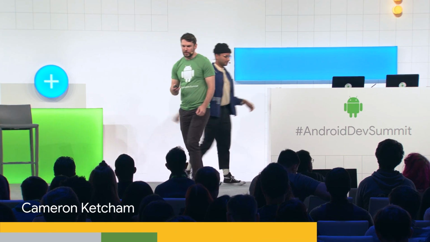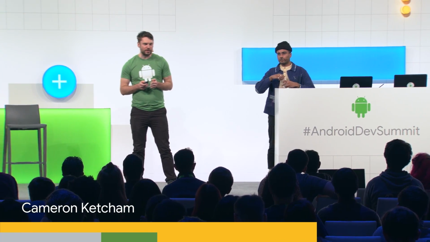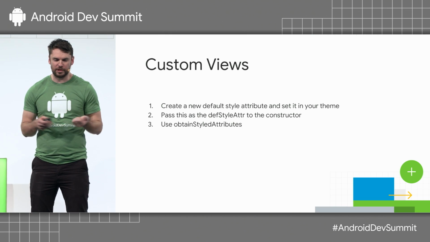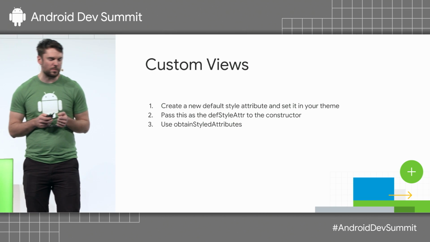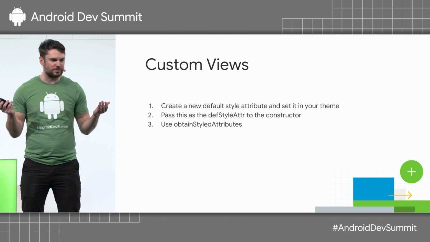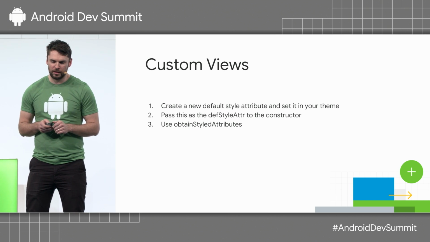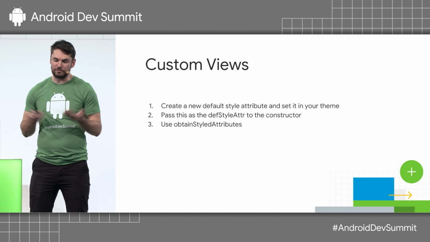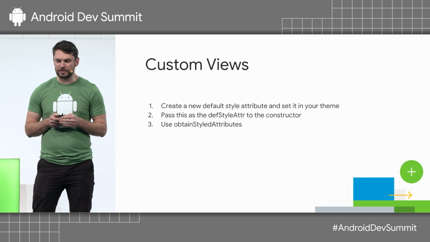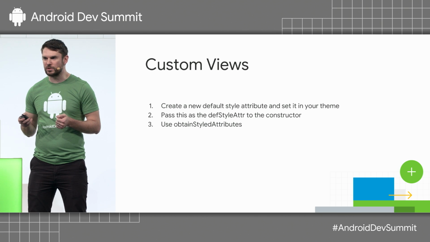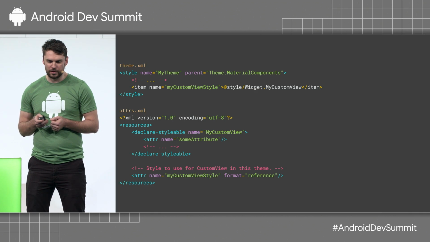Now we're going to talk a little bit about custom components and how you can use styles in some of your components that you've created. There's really nothing magical about the way our components use theming. It's all just basic Android theming, so you can use it in your components as well. You just have to create a default style, pass that default style attribute into your constructor, and use obtain styled attributes. So let's go through that.